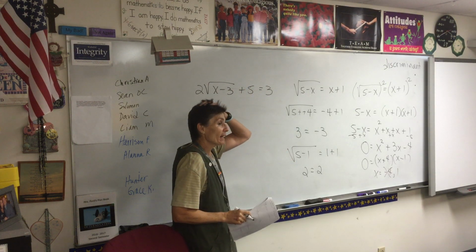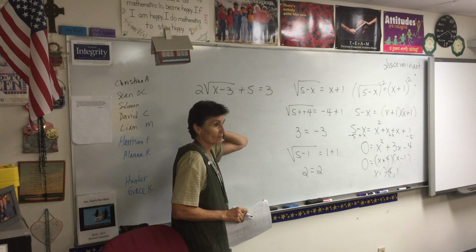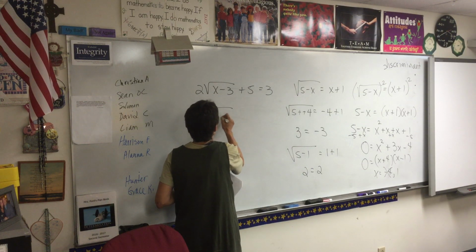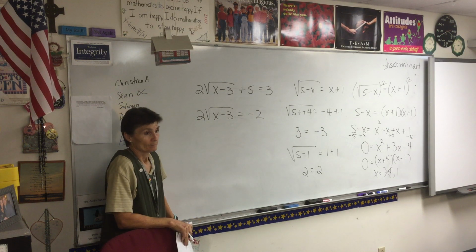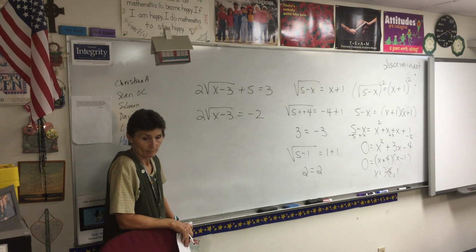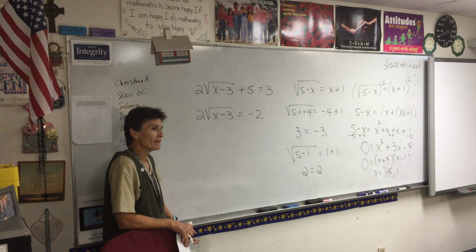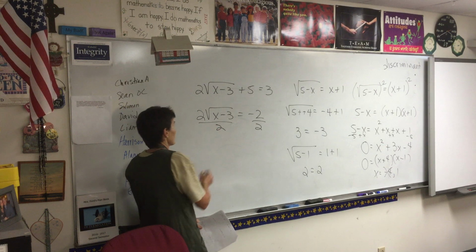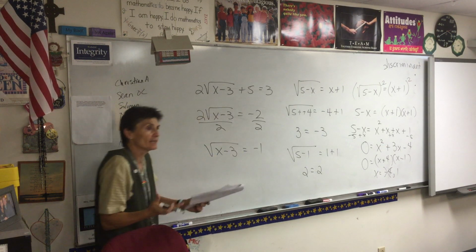Is anybody confused about how to start? There is something we probably want to do before we get started here. Subtract the 5. Good idea. If you wanted to make it easier on yourself, do you think you could divide both sides by 2? You don't have to do that, but you might. It's a little easier.